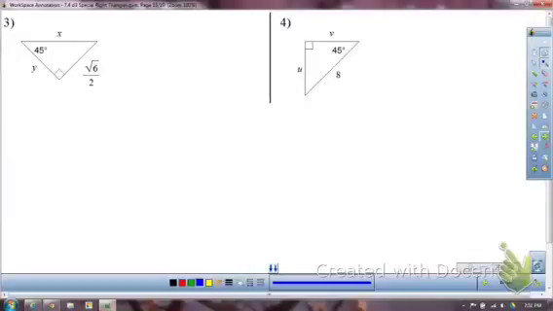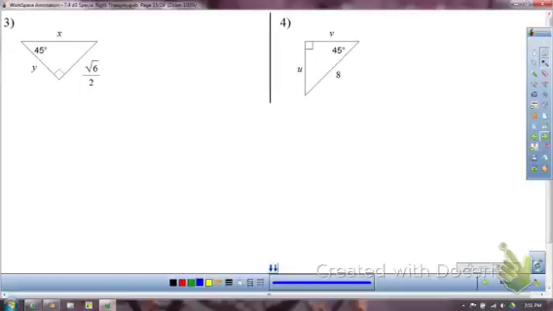Alright guys, let's go ahead and try a couple problems from yesterday's homework. I'll walk you through them. So first of all, let's start out with number 3 from yesterday's handout. Now you would go ahead and use your foldable and find the 45, 45, 90 triangle with a given leg, right?